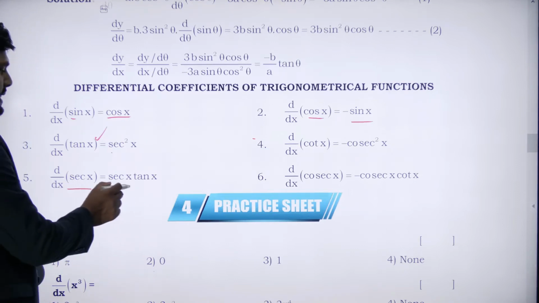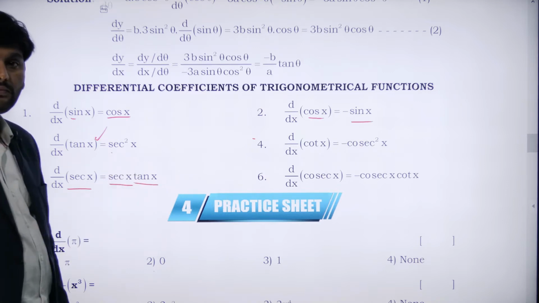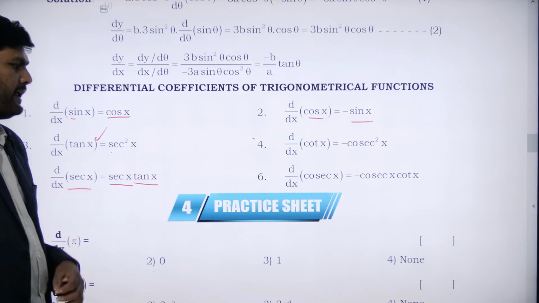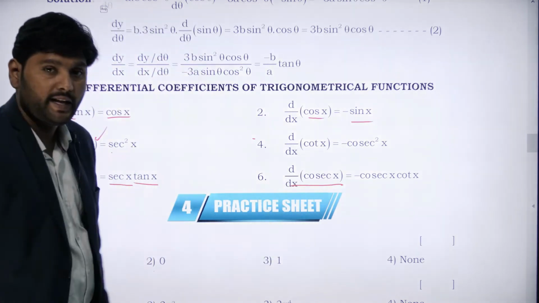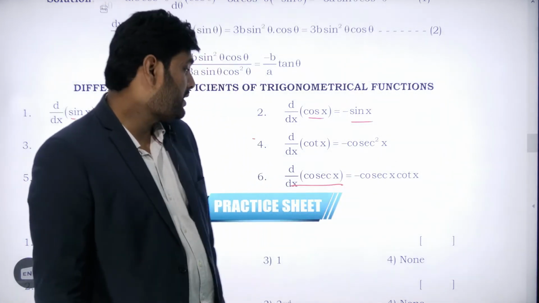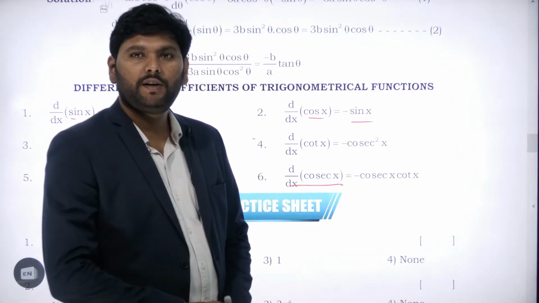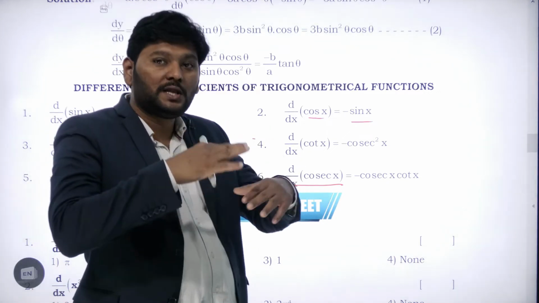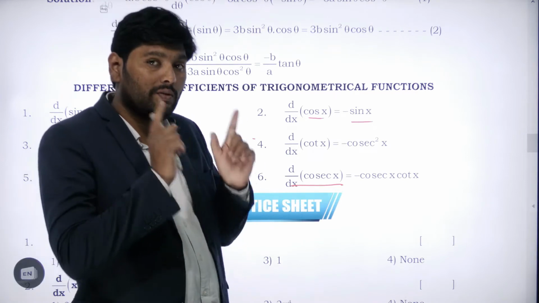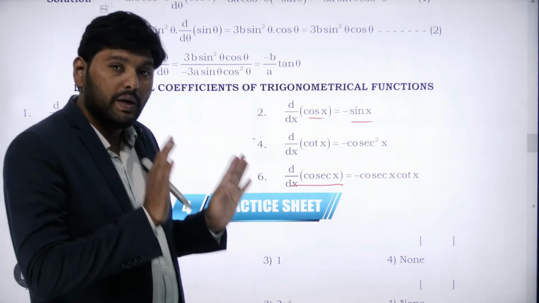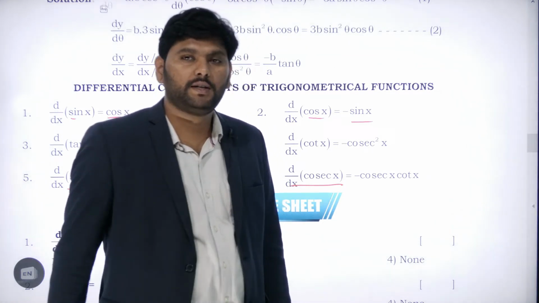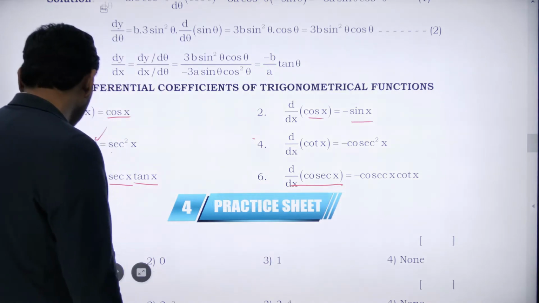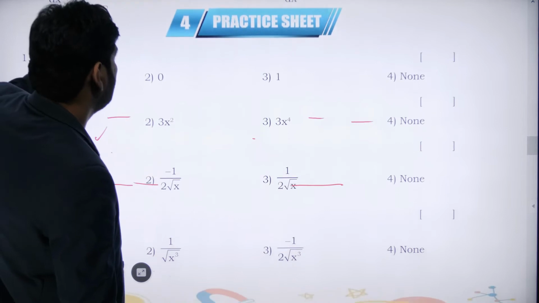Differentiation of secant x is secant x tan x. Differentiation of cosecant x is minus cosecant x cot x. So these are your trigonometric differentiation formulas. Repeatedly you must practice, then only will you remember them for a lifetime. Now based on all this, let's do our practice sheet. One by one we'll do the practice sheet. See, this is your practice sheet 4.